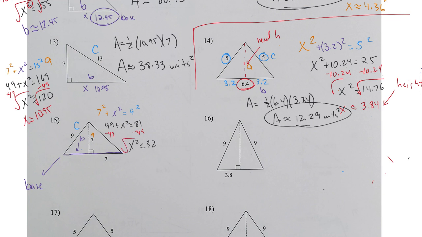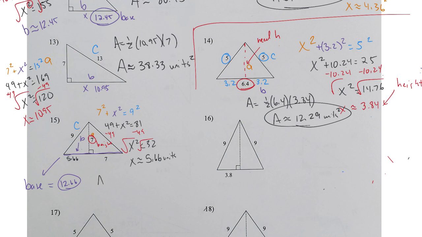And now I square root both sides. So I get x is about the square root of 32, 5.6, we'll say about 5.66. So this is 5.66, which makes the whole base equal to 12.66. That's the whole base. And my height is the 7, so this is my height.